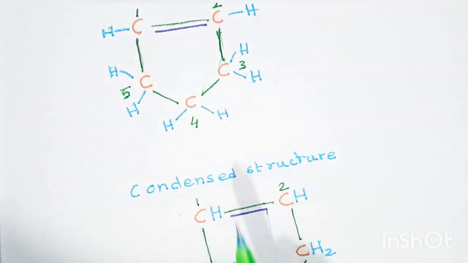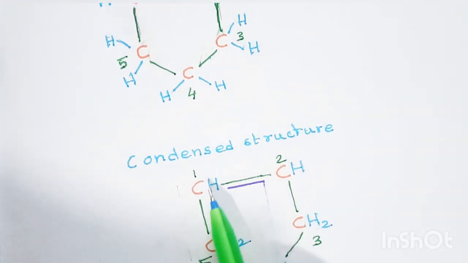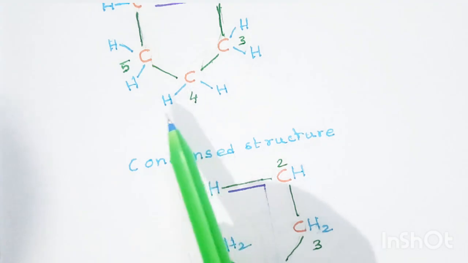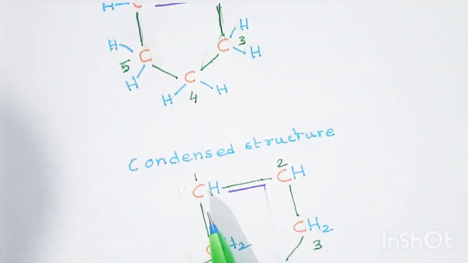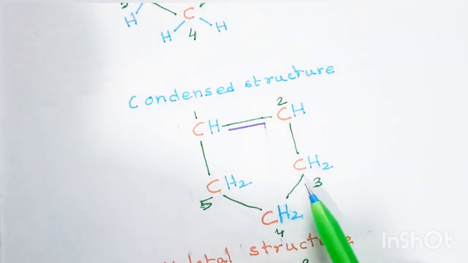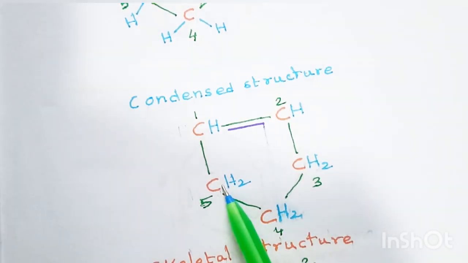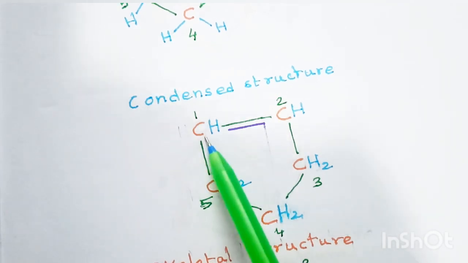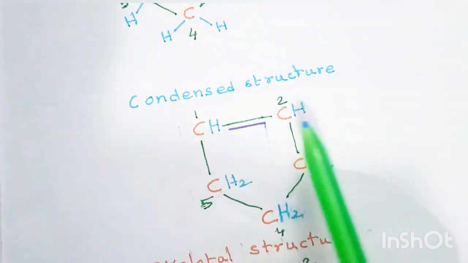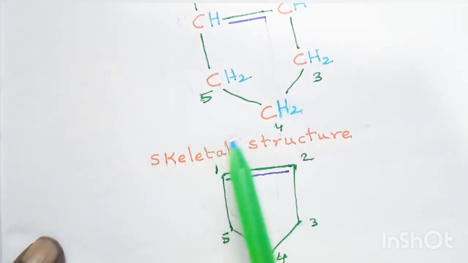Let us draw the condensed structure. Condensed structure is based on this. So same structure is drawn, but hydrogen is drawn with the carbon atom instead of showing the bonds. So we write CH double bond CH, single bond CH2, CH2 single bond CH2, CH2 single bond CH2, CH2 single bond CH. This is the condensed structure of cyclopentene.